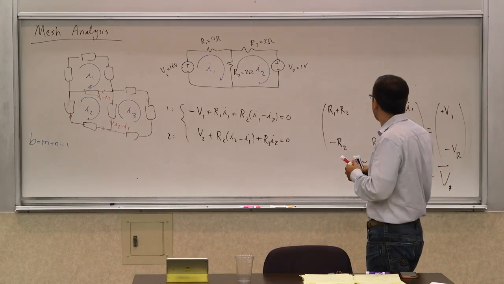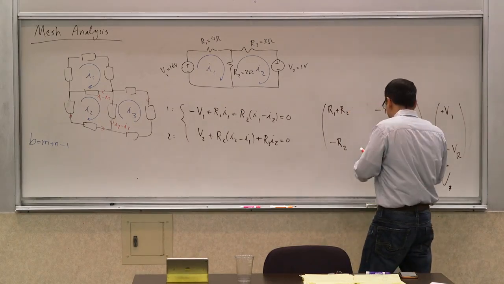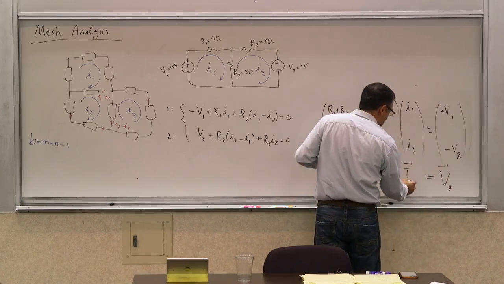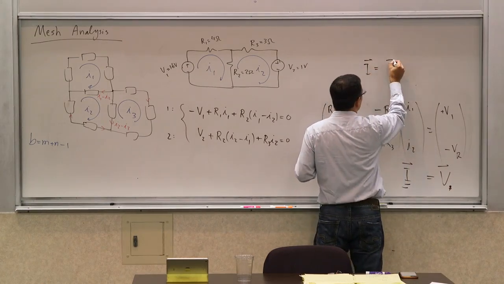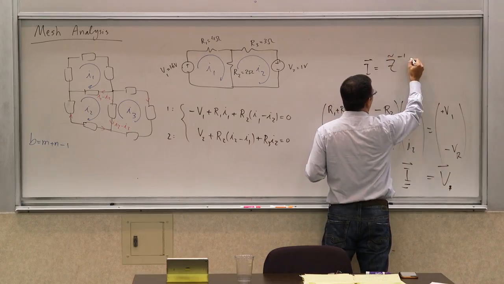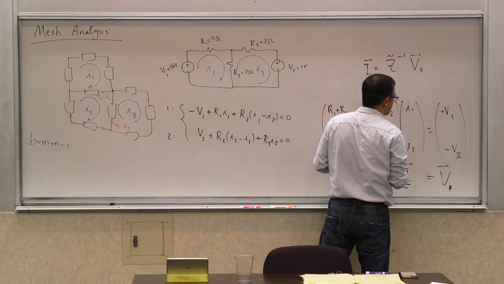So this is the Z matrix times I, and of course, what you're trying to solve for this time is I, right? You're trying to find the mesh currents. So I is going to be Z inverse times the stimulus vector Vs.